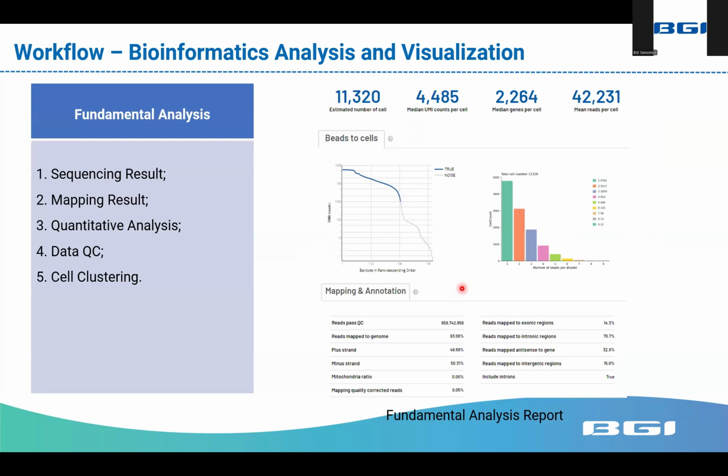When sequencing is finished, we need to perform bioinformatic analysis. The accompanying software package, DNBC4tools, provides fundamental analysis, including data quality and cell clustering. So this is a demo report of DNBC4tools.